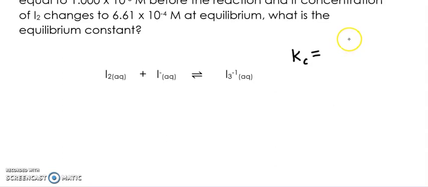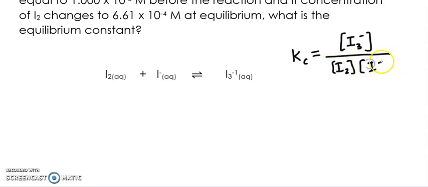On the top we have the concentration of I3 minus, and this is all divided by the concentration of I2 and the concentration of I minus. We need to find those concentrations at equilibrium to plug them in, remember, because K is the equilibrium constant.